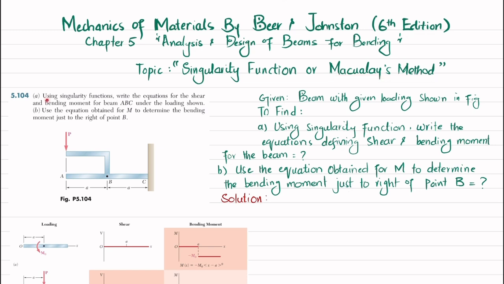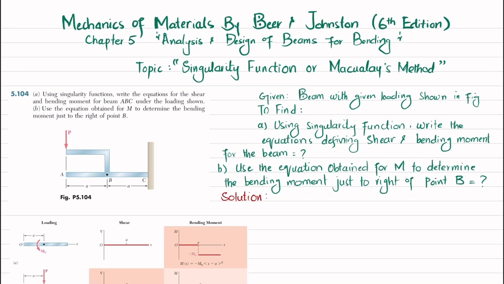So the statement is: using singularity function, write the equation for shear and bending moment for the beam ABC under the loading shown. And in part B, use the equation obtained for moment to determine the bending moment just to the right of point B. So you can see this is the beam, having a point load at point A, which is P, and you have been asked to find the shear and bending moment equation for the beam. So let's start with the solution.